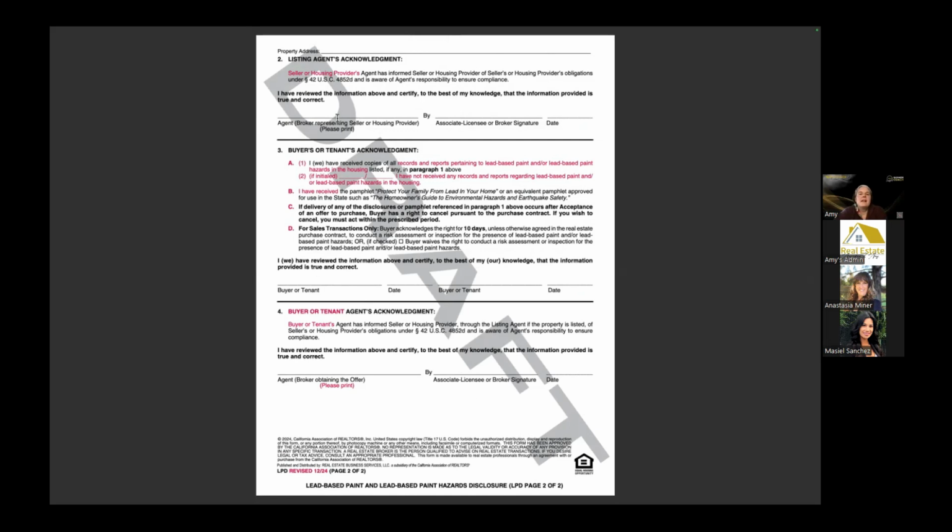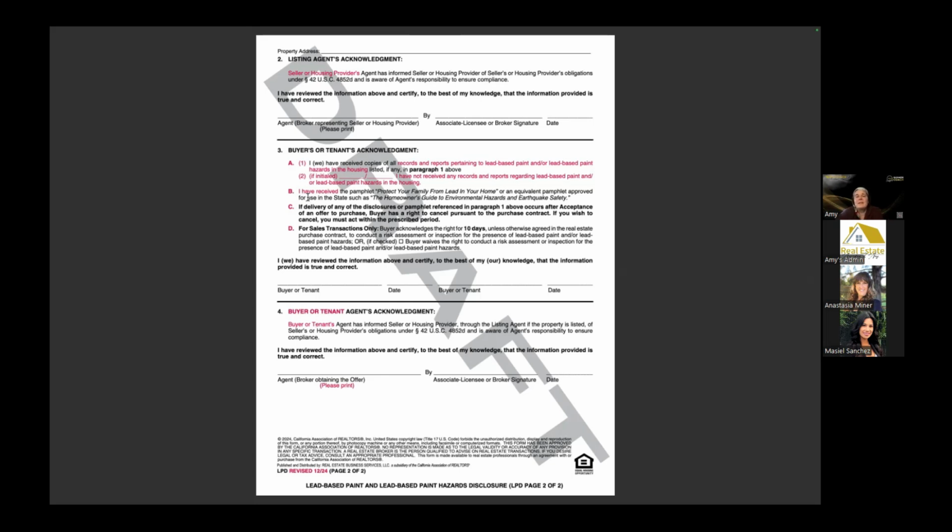Tenants acknowledgement: we have received copies of all records and reports pertaining to lead-based paint or lead-based paint hazards in the housing listed in paragraph 1 above. If initialed, I have not received any records or reports regarding lead-based paint and or lead-based paint hazards in the housing. So if they haven't gotten anything, they would initial there. I have received the pamphlet, Protect Your Family, and then they just renumbered everything else. And it renamed it buyers or tenants down here instead of just buyers.